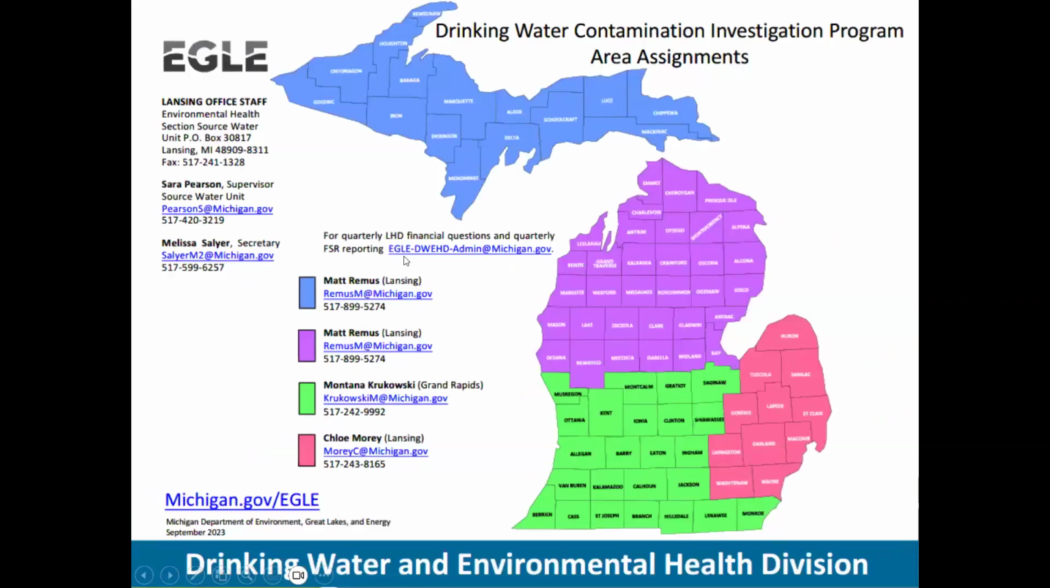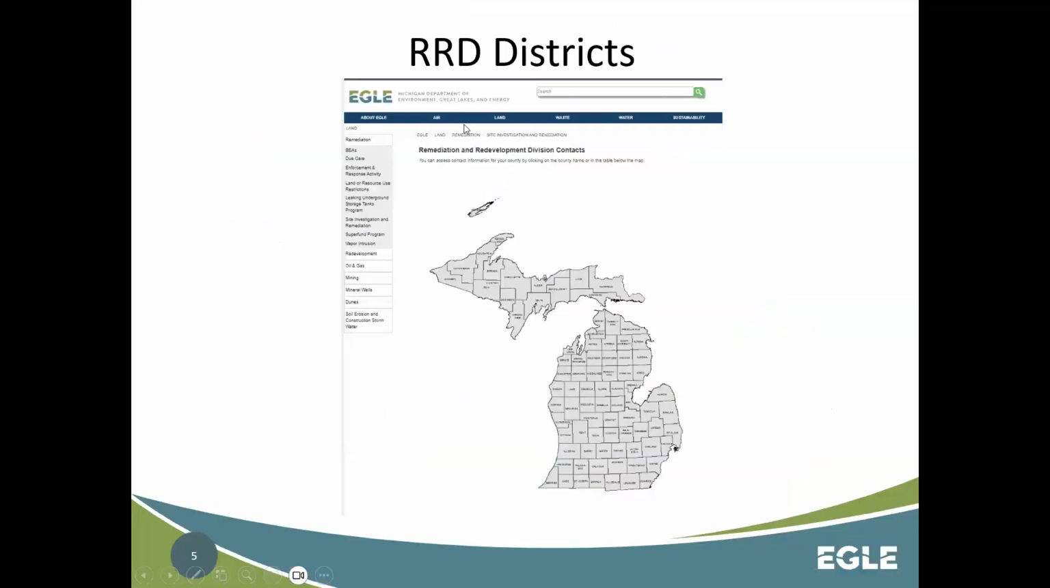As you've seen before, my area of coverage is Muskegon down to Monroe, up to the Bay Area, and then Matt Remus is the UP in the north, and Chloe is the thumb. So if you have questions regarding a site of contamination, just shoot us an email and we try to get back to you right away. We kind of work as a liaison between local health departments and RRD. So if you aren't able to get a hold of us, you can go on the RRD website and maybe contact them. That might be worth a shot.